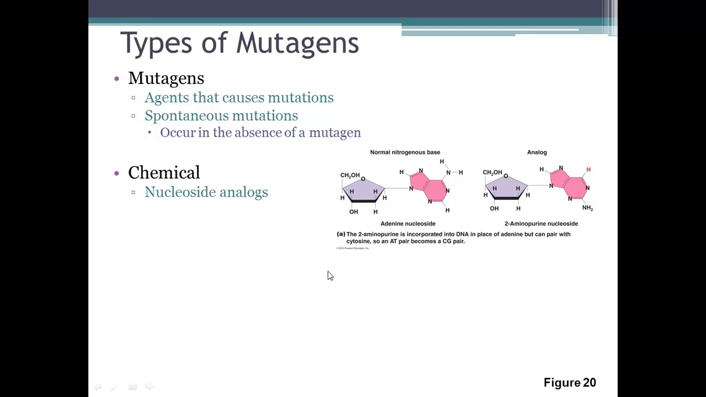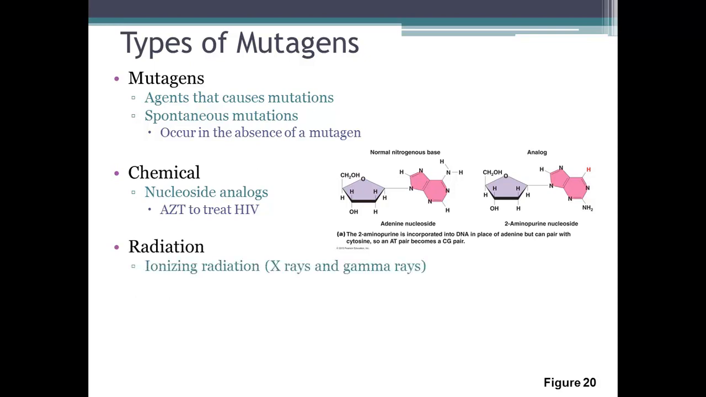In the picture here, it shows you 2-aminopurine. 2-aminopurine is the analog of adenine, but it sometimes pairs with cytosine. So adenine is pairing with C, which we know also is incorrect. This is how AZT works to treat HIV. It causes incorrect base pairing for HIV, so it doesn't work correctly.